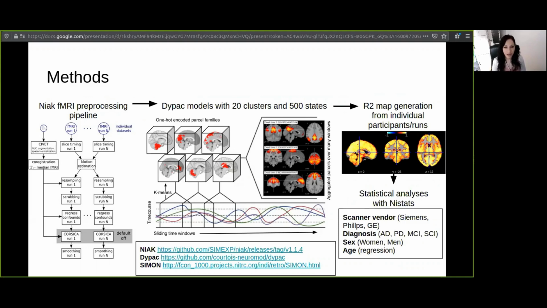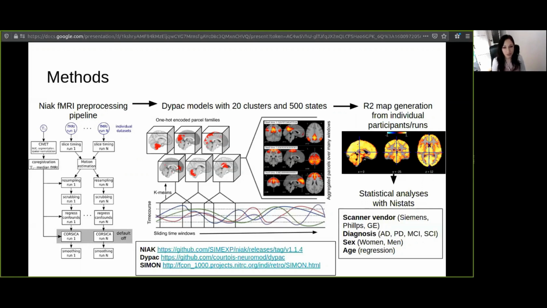Models were run with the MNI gray matter template and using 5mm smoothing, 20 clusters, and 500 states. The batch sizes were set to 2 for SIMON and 4 for CCNA to accommodate the different dataset sizes. Individual subject time series were used to generate R-square maps from the models to quantify embedding quality.